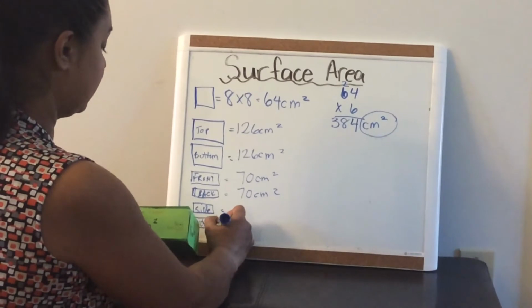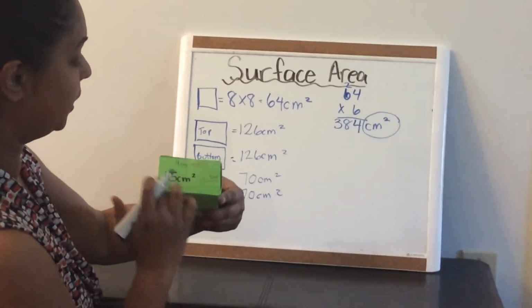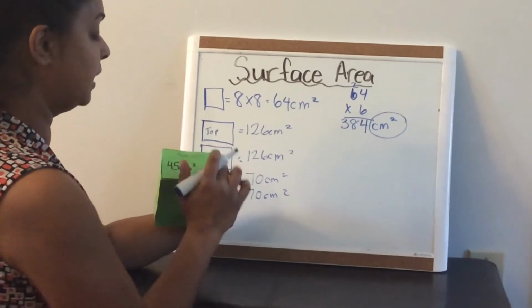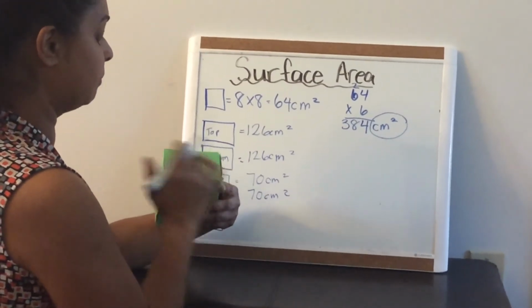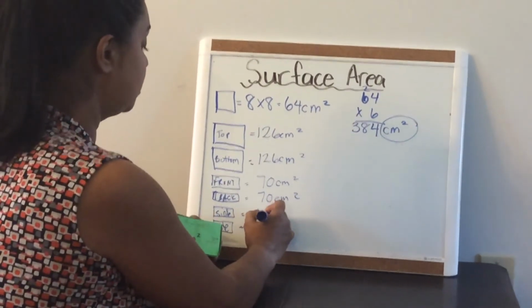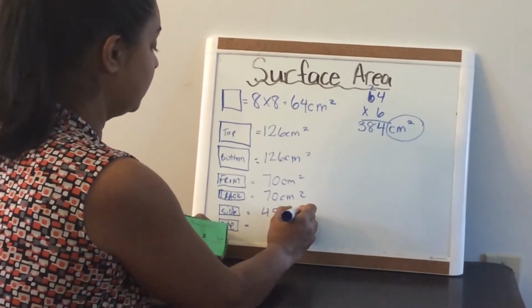And then for the 2 sides, I've got a width of 9 and a height of 5. So I've got my 2 dimensions that I need, 9 times 5, and I've got my 2 sides that are 45 each.